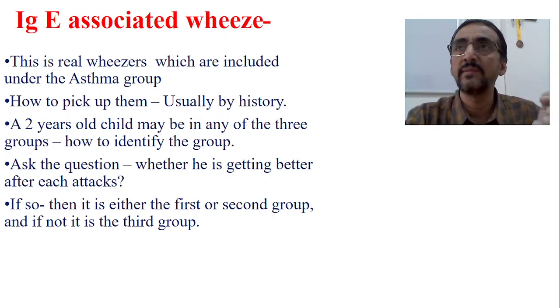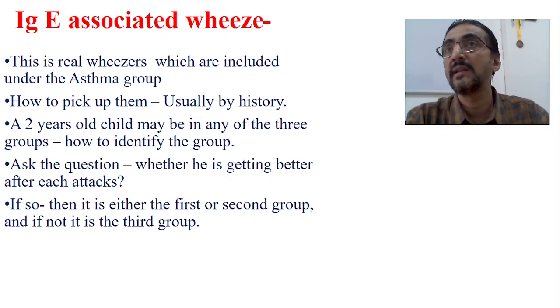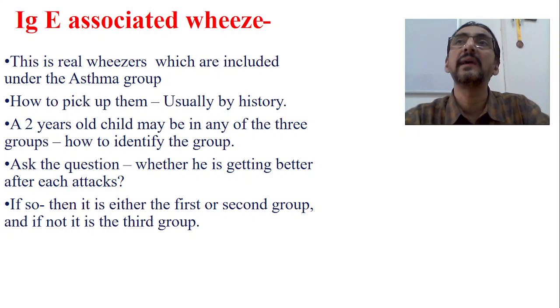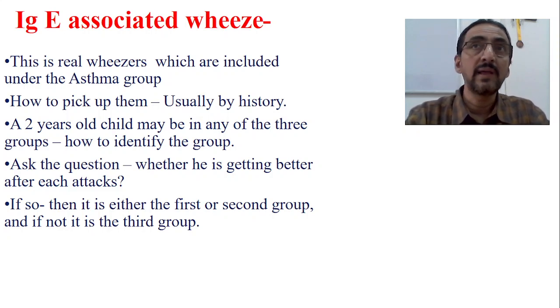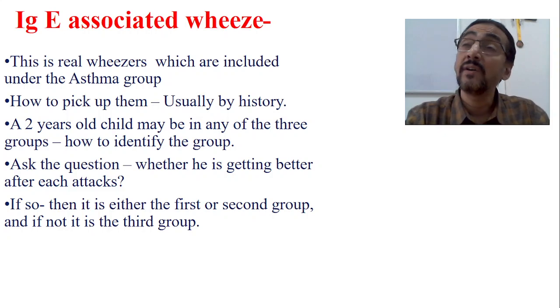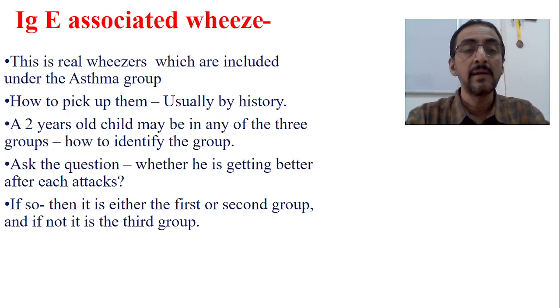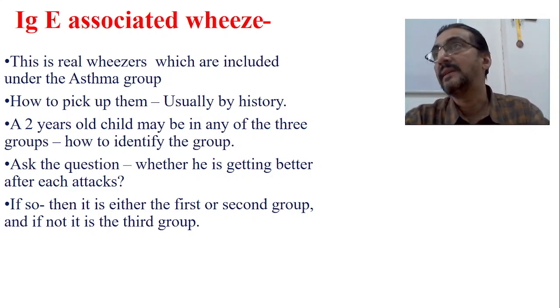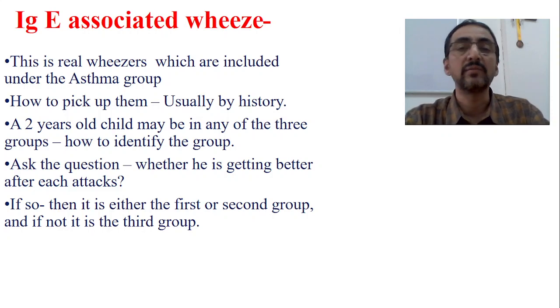Ask one very simple question, what I previously told: whether he is getting better with each attack. Previously, in the first year of life, he used to have 6 to 7 attacks per year. Now in the second year, he has only 2 or 3 attacks. In the third year, he has only 1 attack. That means he is getting better with age. If the answer is yes, then it may be an early transient wheezer or an atopic wheezer. But if it is not getting corrected with age and the incidence and frequency are the same, then it is IDE associated wheeze.